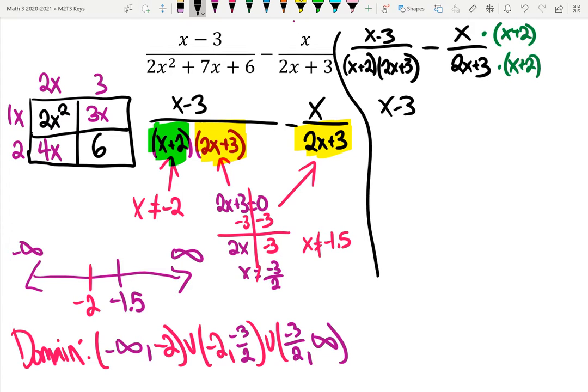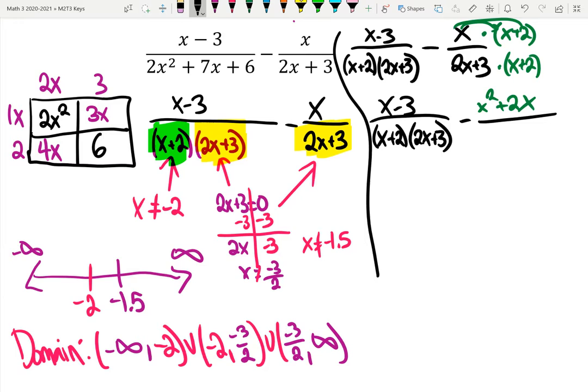This is going to create the same minus, let me distribute the x into both parts. x times x is x squared. x times 2 is positive 2x. And then I'm going to put a parentheses around it. So you can see how I found the common denominator. I need to make sure I distribute this negative to both pieces when I'm combining them. I like to write it out again.